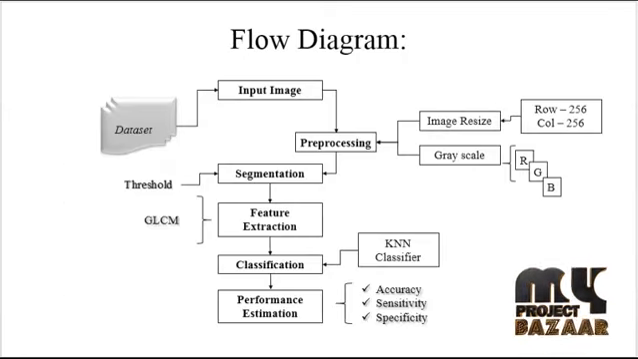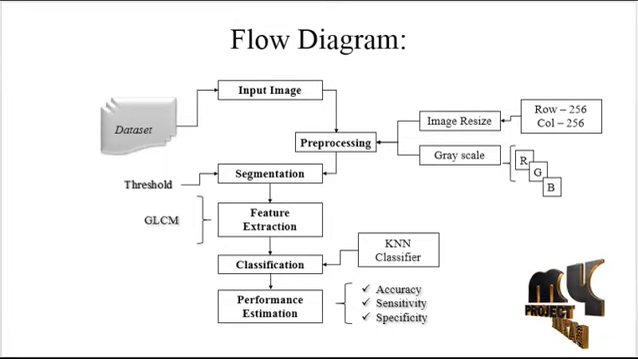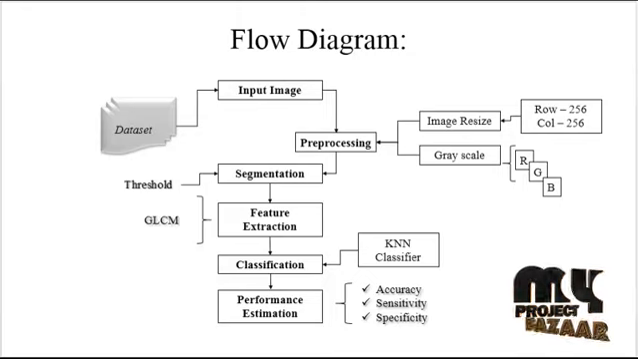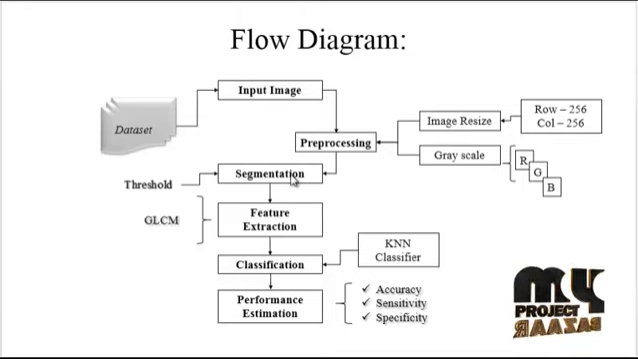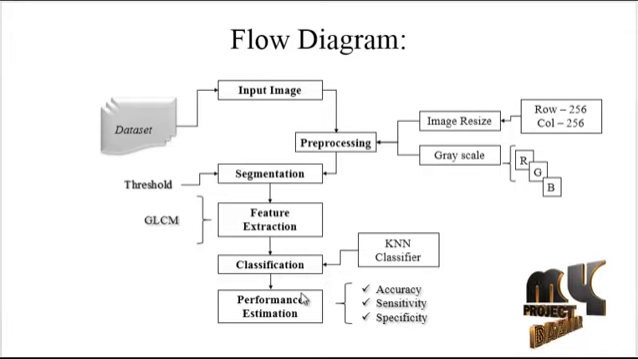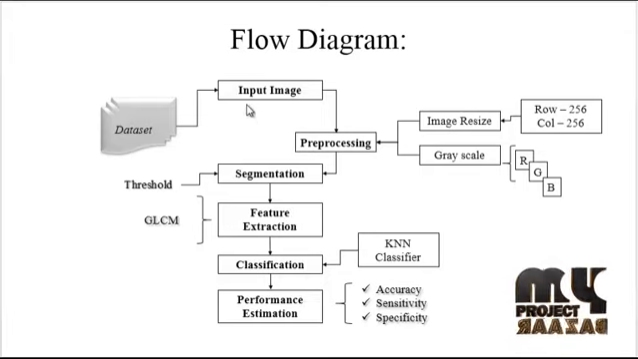Now we are going to discuss the flow diagram of the process. This is the overall working flow of this process. The modules in this project are input, pre-processing, segmentation, feature extraction, classification, and finally performance estimation. At first, the input stage. In this input stage, the input image is taken from the dataset. The dataset has different kinds of fruit types.